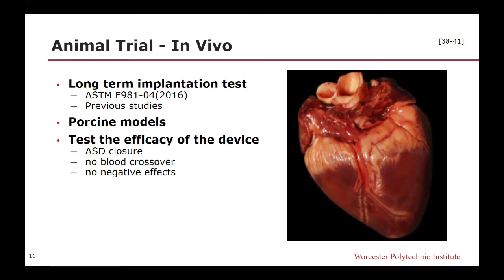Throughout the study, tests such as bubble contrast echocardiography, angiography, and fluoroscopy will be performed to ensure that there is no blood crossover. Additionally, the site will be monitored for any cellular immune responses and thromboemboli formation. Limitations are that the porcine model reactions may not directly correlate to those of human model reactions. Additionally, group sizing may not be large, depending on what will be statistically significant.